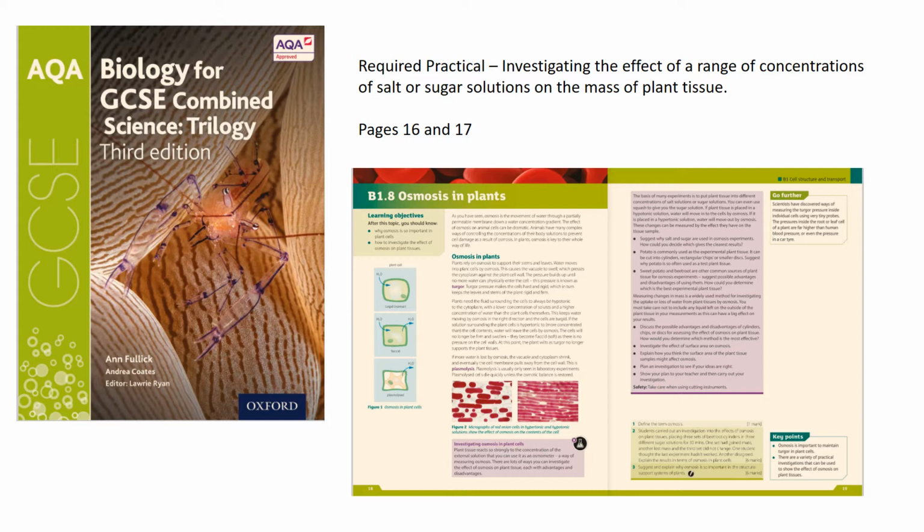This again can be supported using your Caboodle textbook. And pages 16 to 17, there's a whole nice double page spread based on this, and use that. It has some really good diagrams. It shows you some hypertonic and hypotonic cells and what they look like, and it includes my favourite word, which is turgid. I think it's the best word in science.